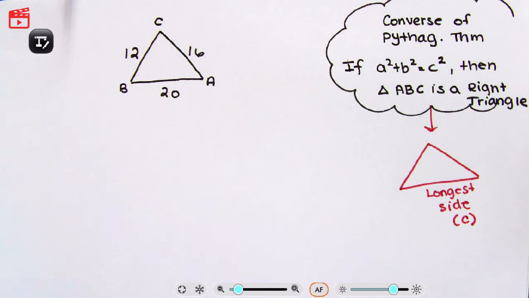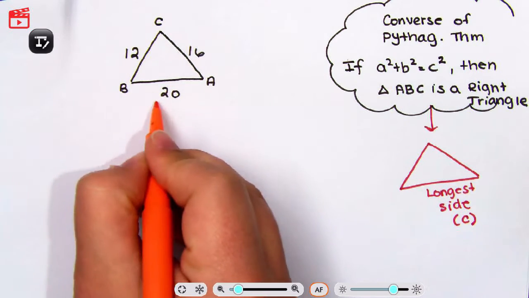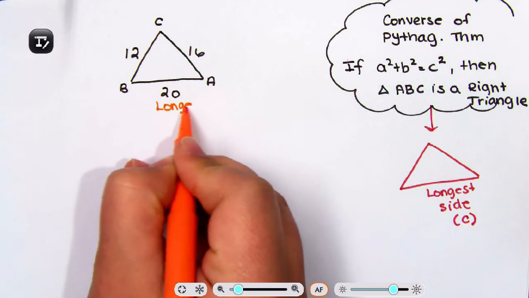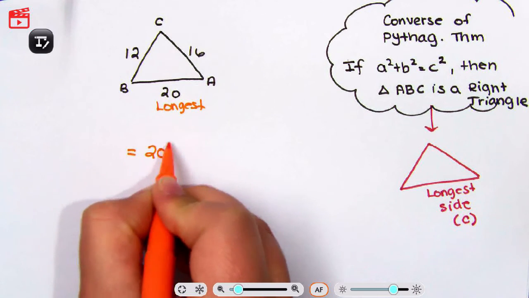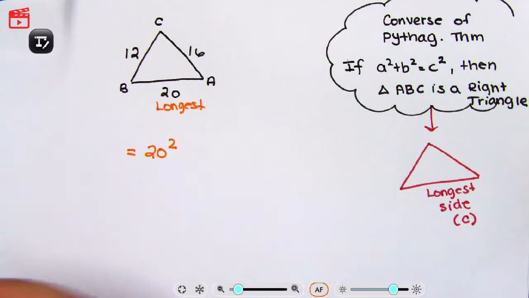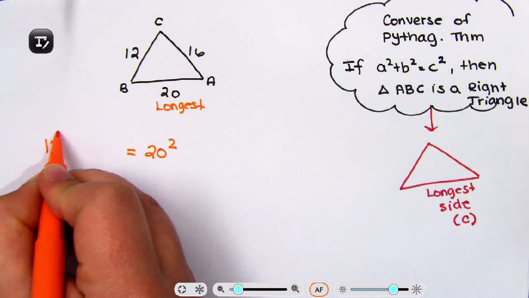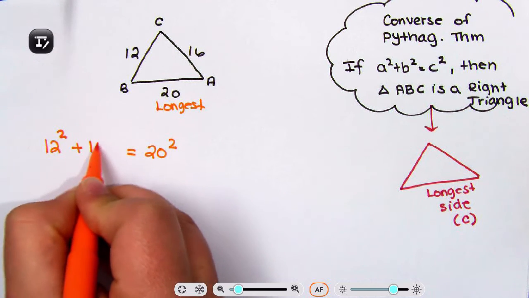So let's see here. The longest side is 20, so that's going to be my C value. So that means 20 squared. Now A and B don't really matter because you're just adding and squaring. So here's your 20 squared, 12 squared plus 16 squared.